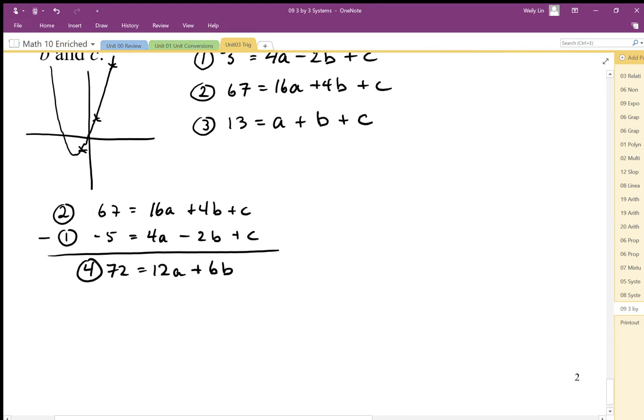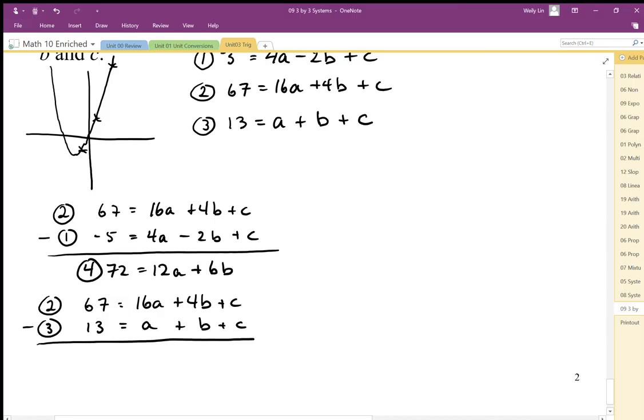I'm going to combine equation 2 minus equation 3, so I end up with 67 equals 16a plus 4b plus c, and then I'm going to take away y equals 13, a plus b plus c. So I end up with 54 equals 15a plus 3b, and the c's cancel out. So I'm going to label that equation 5.